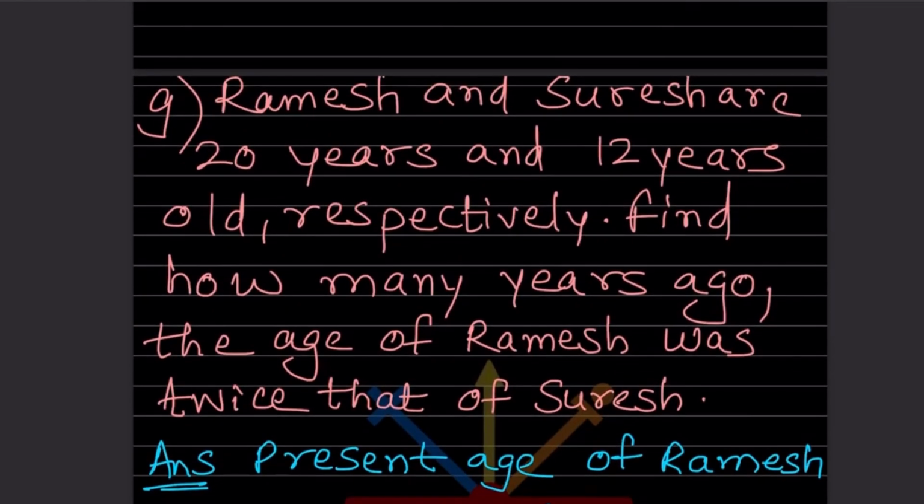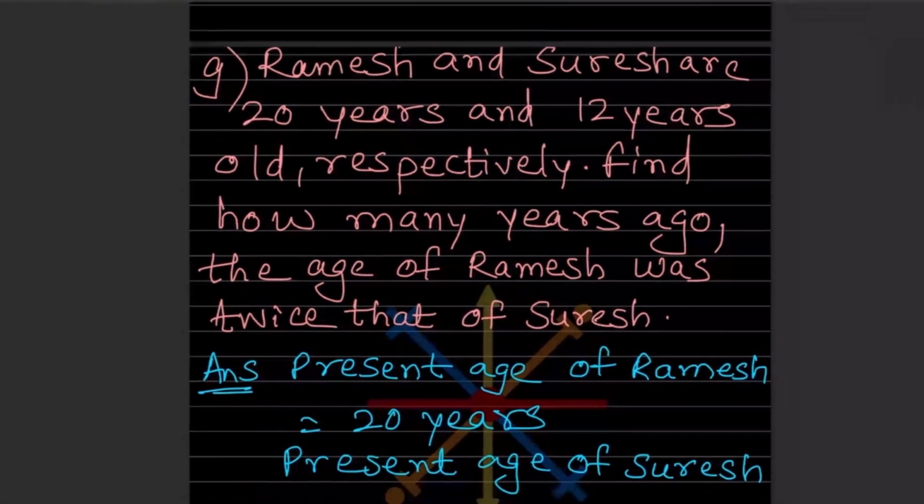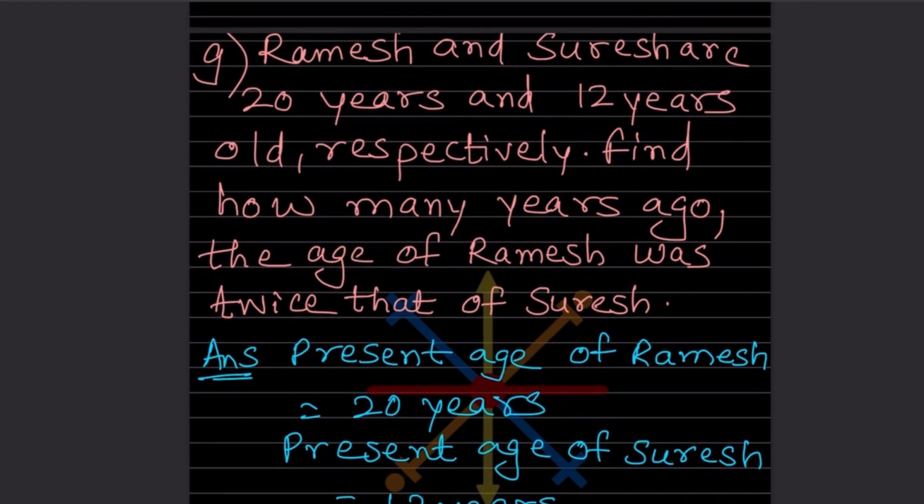Now the next one: Ramesh and Suresh are 20 years and 12 years. So Ramesh is 20 and Suresh is 12. Find how many years ago the age of Ramesh was twice that of Suresh. So the present age of Ramesh is 20 years, the present age of Suresh is 12 years. So now what are we going to do? We are going to consider x. They said ago, so ago means we are going to consider this as x, right?